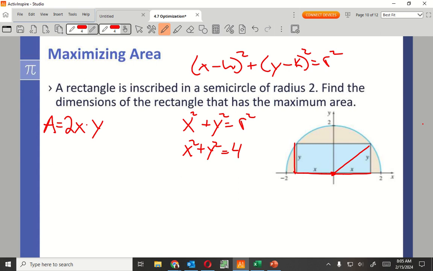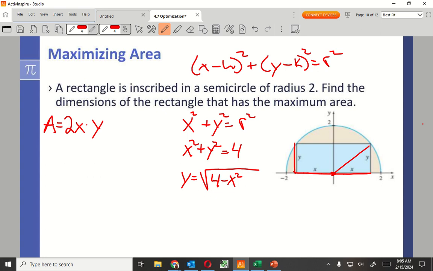Now, whenever we're doing this, we're actually using two equations to solve for one of the others. Since I have two variables in my area formula, an x and a y, I'm going to use the equation of the circle to isolate and get rid of my y, which is the easiest thing to do. So if I isolate y by itself, I'm going to have y equals the square root of 4 minus x squared.